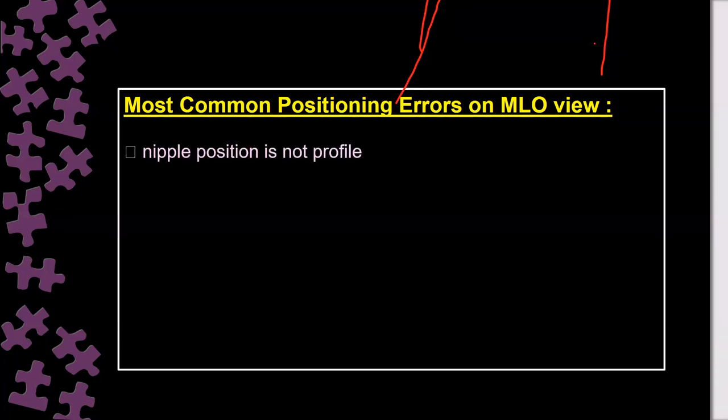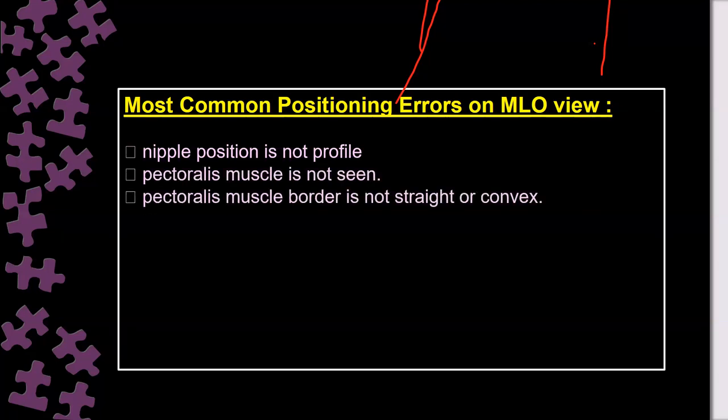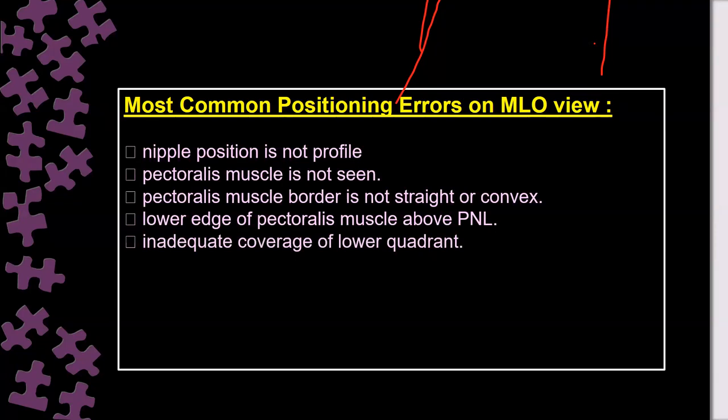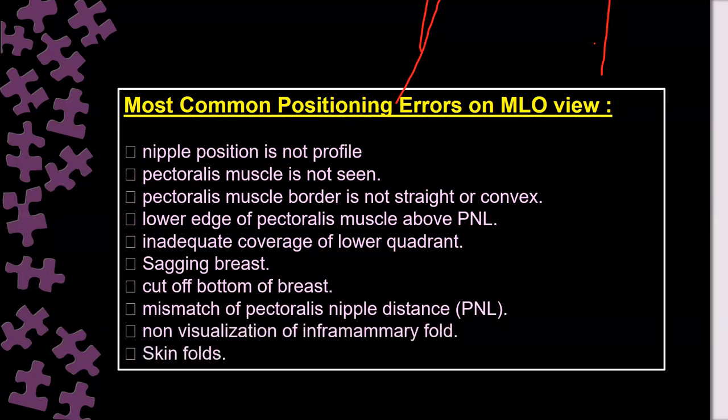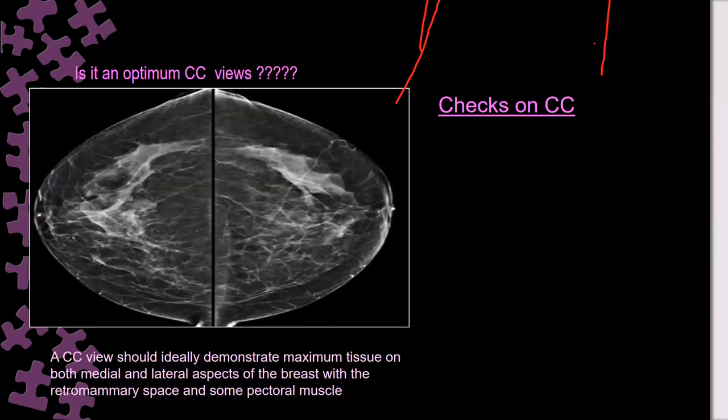Okay, so: nipple position not in profile, pectoralis muscle not seen, pectoralis muscle border not straight or concave, lower edge of pectoralis muscle above the posterior nipple line, inadequate coverage of the lower part or other part of the breast, sagging breast or cutting the bottom of the breast, mismatch of the posterior nipple line, non-visualization of the inframammary fold and skin folds. Okay, let us go to the CC view.